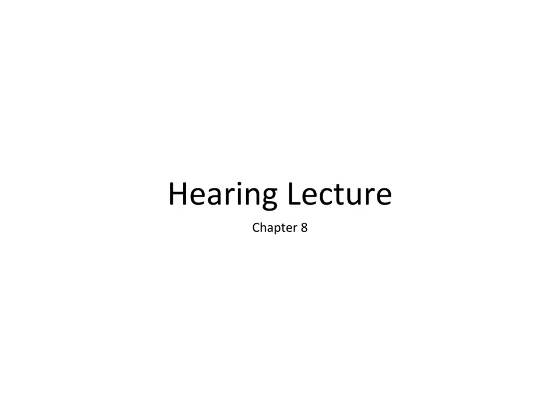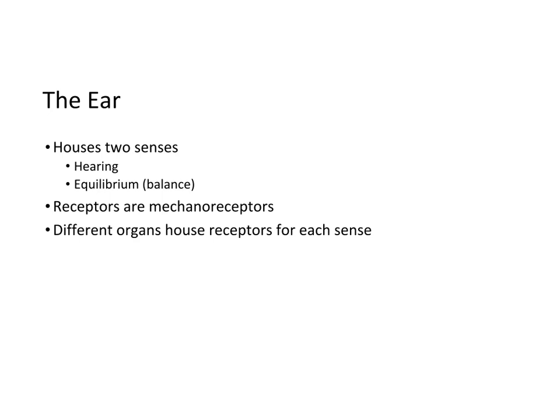In this lecture, we're going to talk about more special senses and hearing specifically. The ear actually houses two different special senses. It houses both hearing and equilibrium, or balance. The receptors are mechanoreceptors, and different organs house receptors for each of those two different senses.